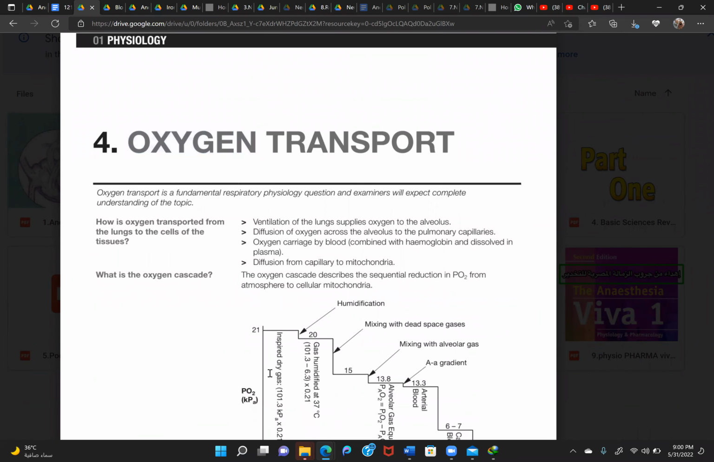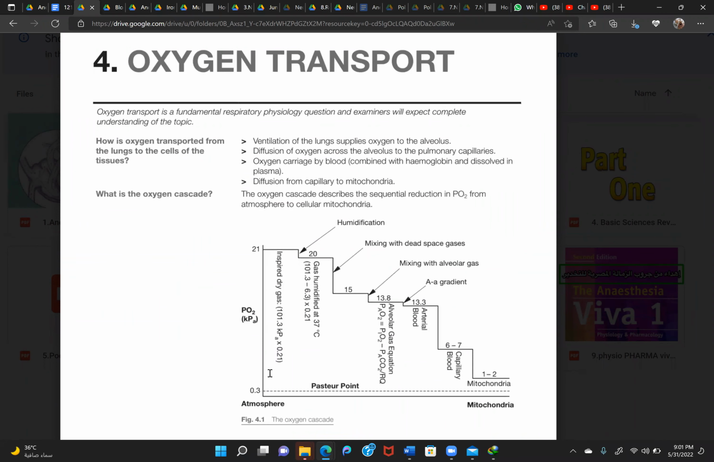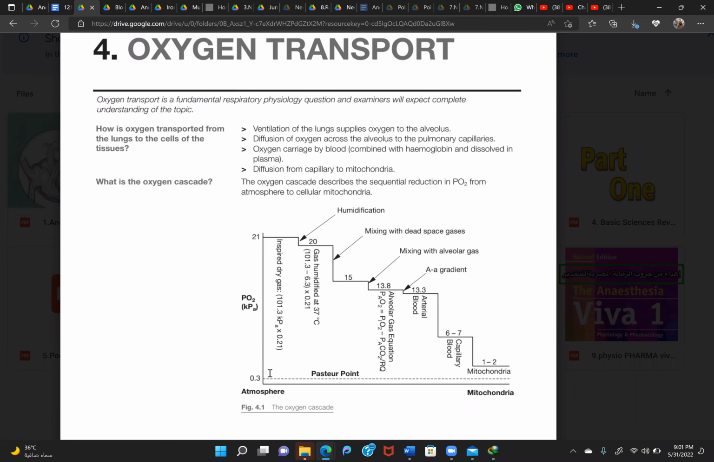Actually, this topic of oxygen transport, they can ask you as the oxygen cascade. They can ask you as oxygen flux. So this is another name of oxygen flux. What is the atmospheric pressure? 760 millimeters of mercury, around 101 kPa. Out of that, 21% is oxygen, so that will become the partial pressure of oxygen.